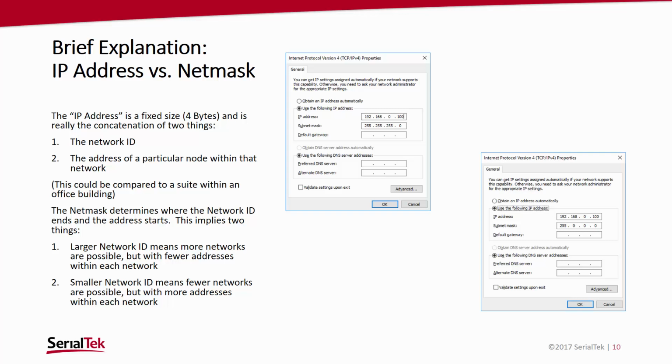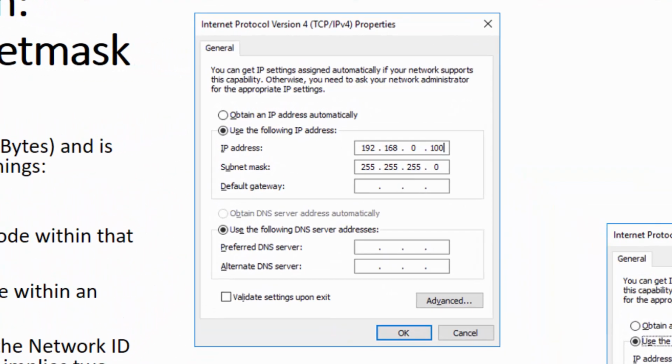The IP address is a fixed size and is actually the concatenation of two things: a network ID, and then directly following the network ID, the address of a particular node within that network. Because it's a fixed size, there needs to be something to determine the end of the network ID and the beginning of the addresses within that network, and that thing is known as the net mask.